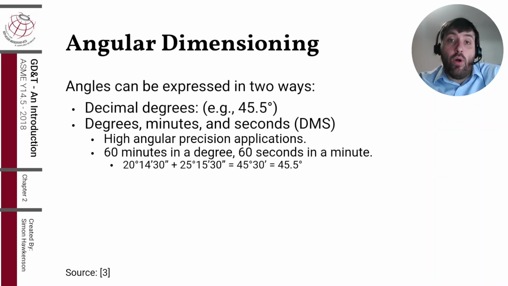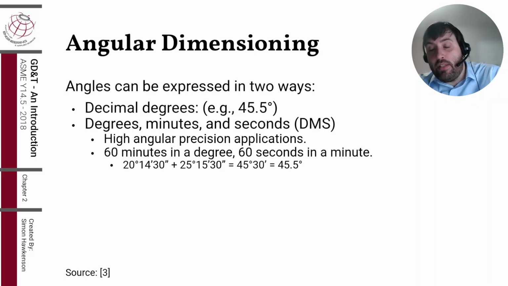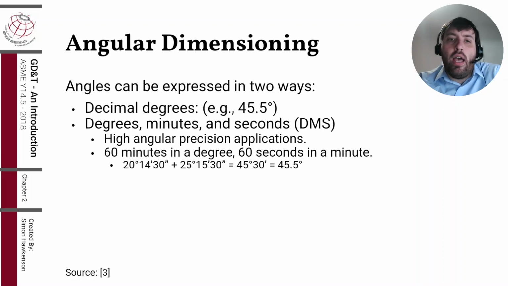ASME Y14.5 also supports two ways of doing angular dimensioning, which is decimal degrees and DMS, although really, in my experience, you only really see decimal degrees. DMS is an acronym for degrees, minutes, and seconds. DMS is sometimes used for high angular precision applications instead of decimal degrees. It can make doing mental math easier since we're already used to doing similar math for time. There are 60 minutes in a degree and 60 seconds in a minute. So in a way, you can kind of think of degrees as being analogous to hours.